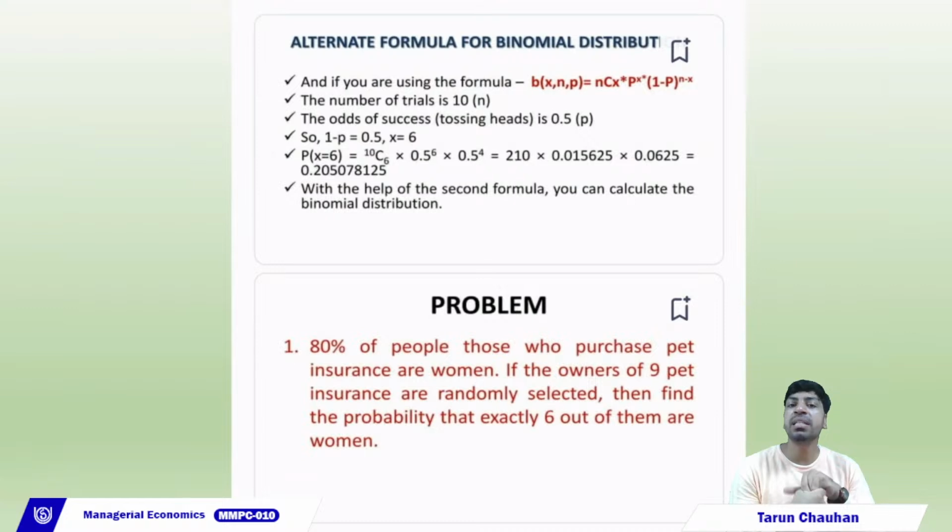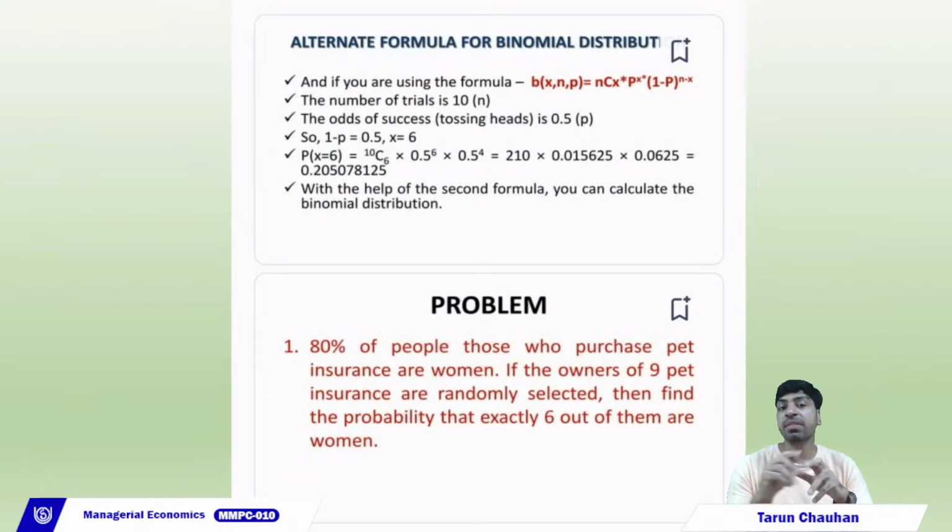Once you multiply 0.5 six times, you will get the value 0.015625. When you multiply 0.5 four times, you will get 0.0625. So once you multiply all the values, you will get the probability of the binomial distribution, that is 0.205.